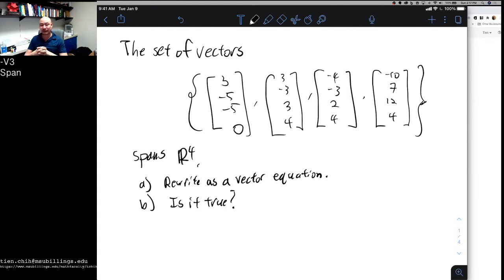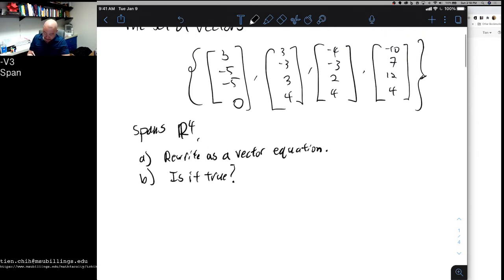If we had any fewer vectors, this would not be a possibility, right? But since we have four, there's some chance that I could piece these four together to make up all of R4, but it's no guarantee. And so what we want to do is once again rewrite as a vector equation to move us to a familiar space, and then from there ask ourselves the question, well, is it true? So first things first, let's go ahead and rewrite this as a vector equation.